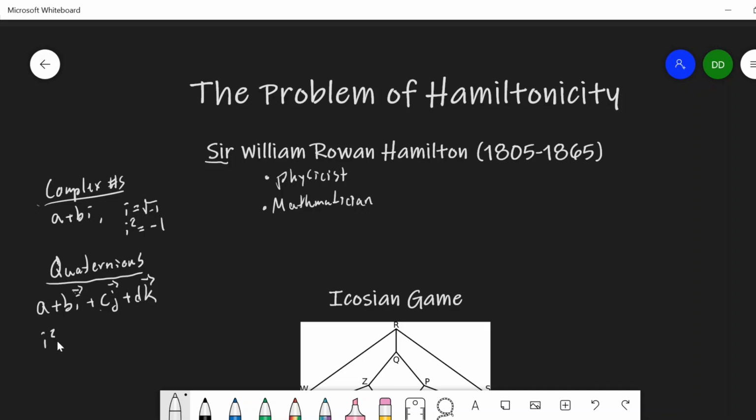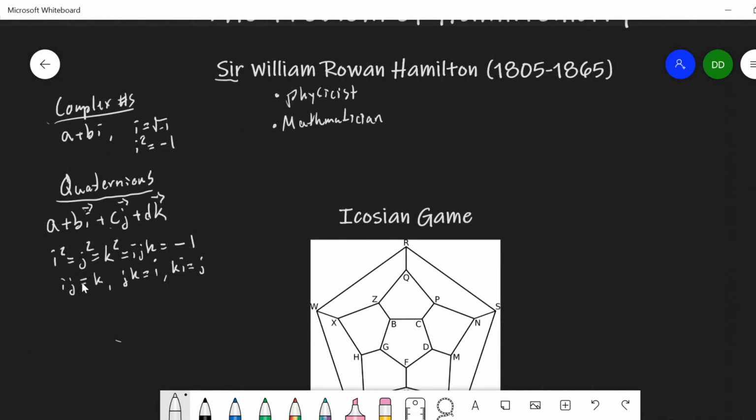In this case, we have i squared equals j squared equals k squared equals the product ijk, which is -1. We have that i times j equals k. j times k is equal to i. And k times i is equal to j. These help define the algebraic structure. But what's important here is that i times j is k, while j times i is equal to -k.